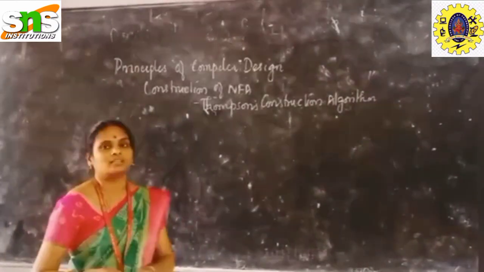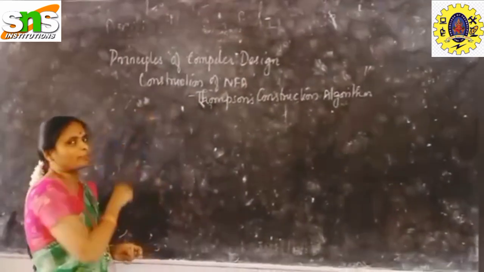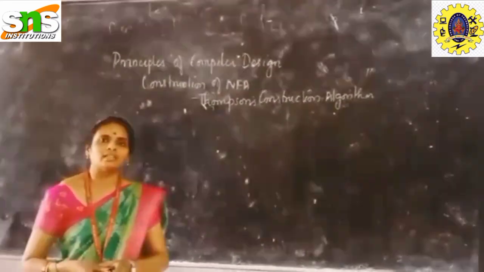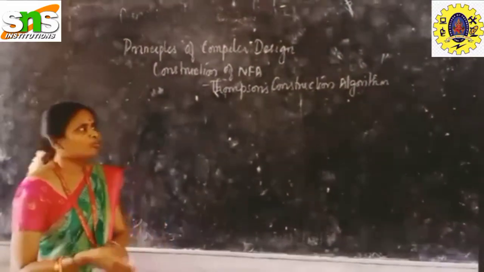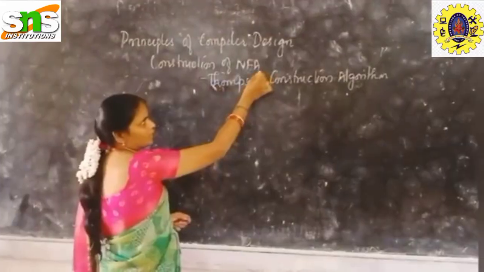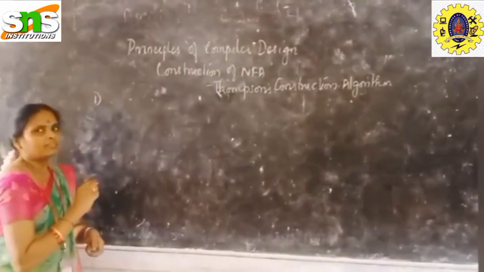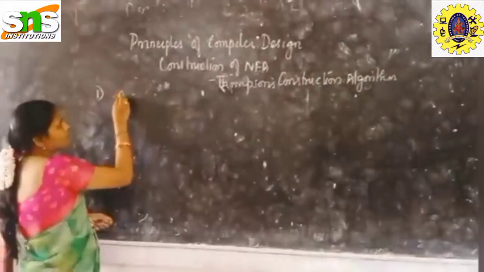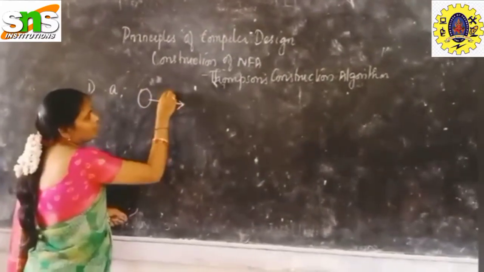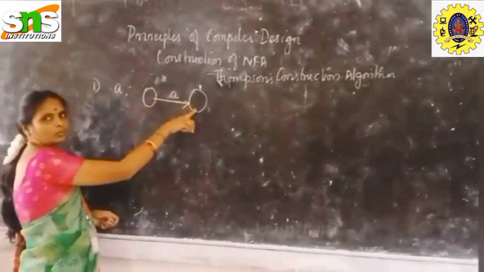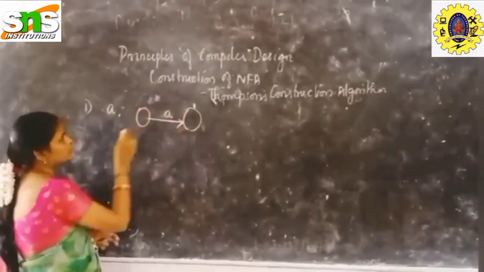Today we are going to deal with the construction of NFA using Thompson's construction algorithm in the principles of compiler design. In the previous video we saw the introduction to the NFA and DFA with some examples. Now we are going to the official construction of the NFA using Thompson's construction algorithm. Whenever there is an input symbol, for example A, the algorithm states that the A transition should take from one state to another state.